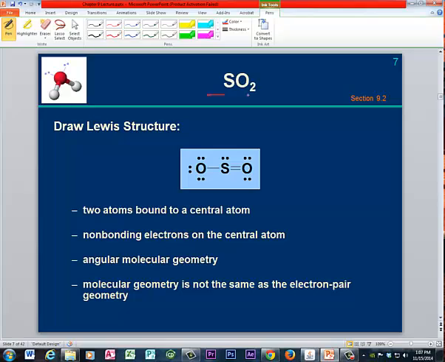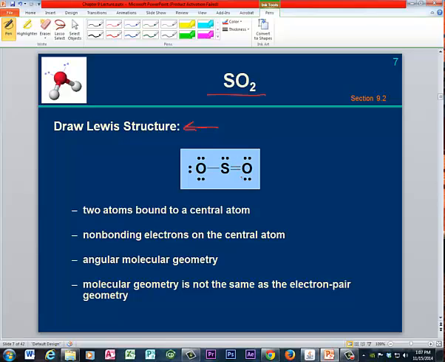Now let's take a look at sulfur dioxide. The first thing we do is draw the Lewis structure. You can't determine the geometry of a complex molecule without drawing the Lewis structure, at least not easily, unless you just want to memorize them all.